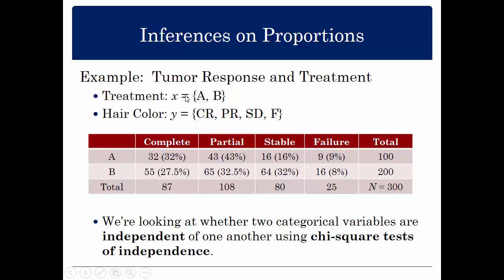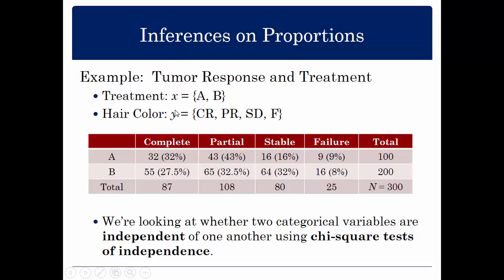Here's another example looking at tumor response and treatment. Both of these, notice, are categorical variables. One, treatment, is a nominal variable. It's just A or B. Our response is ordinal, so it's still categorical, but the response outcomes have some natural ordering. You can either have a complete response, which is the best kind of response to have. You could have a partial response. You could have stable disease, or you could have a treatment failure.